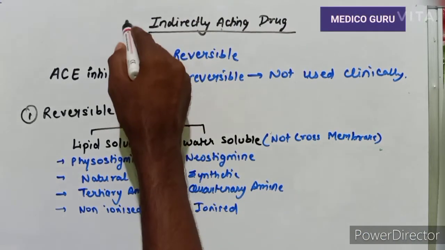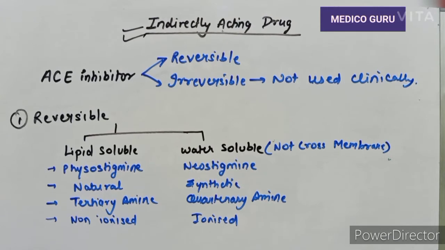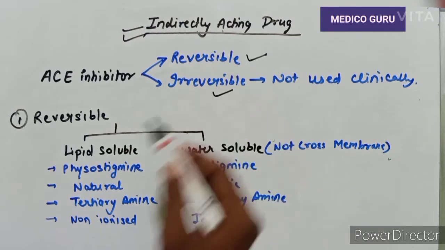Now move to the next point, the indirectly acting drugs. What are the indirectly acting drugs? They indirectly increase acetylcholine by inhibiting acetylcholinesterase. So it increases the acetylcholine in the synapse. How can we inhibit acetylcholinesterase? These are of two types: one is reversible, another one is irreversible.